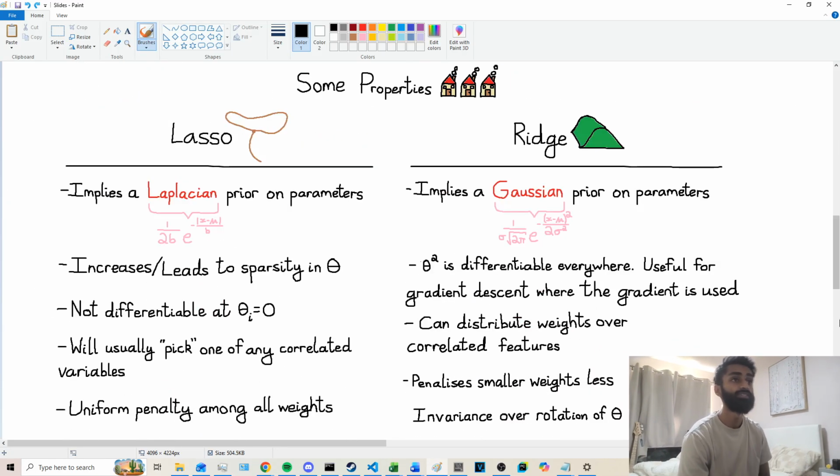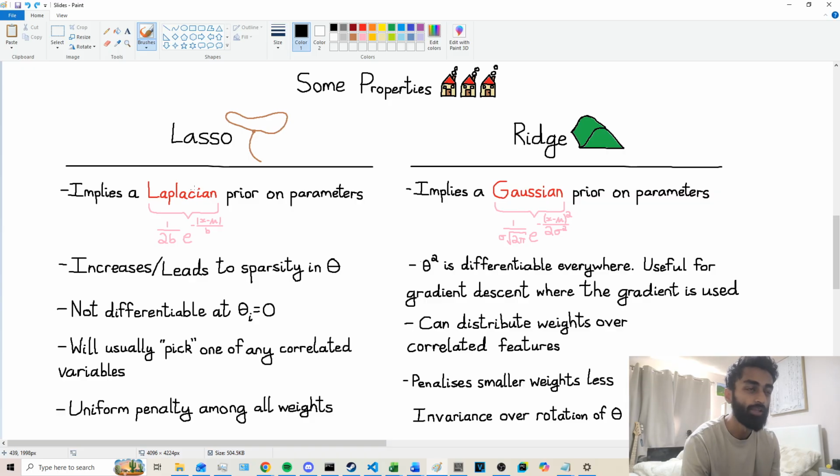So some properties. Lasso implies a Laplacian prior on our parameters, whereas ridge implies a Gaussian prior on our parameters. This is something I'll actually go over in the next video in much more detail, because this is part of a much bigger interlinked network among machine learning.